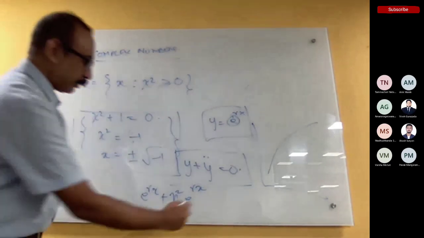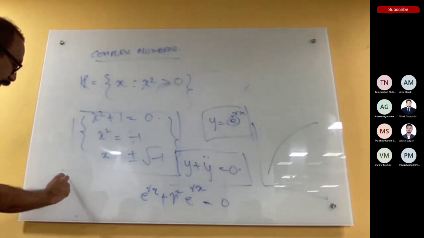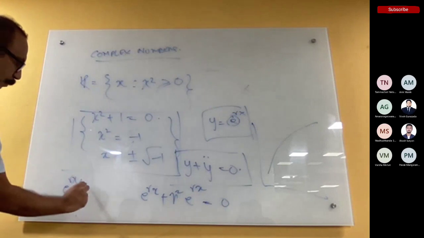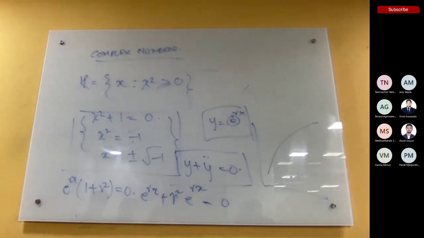Now you can do this. If you equate this to zero, you can take all sorts of fun things. You take e power rx out, 1 plus r square. Either e power rx equals zero, or r is equal to, you got your fun complex numbers coming back.